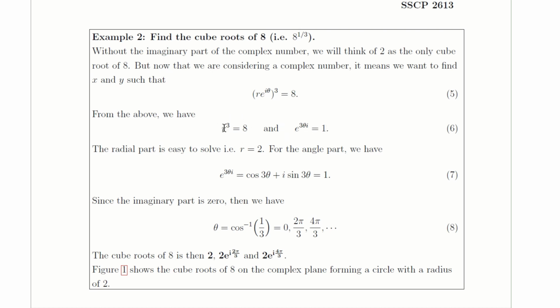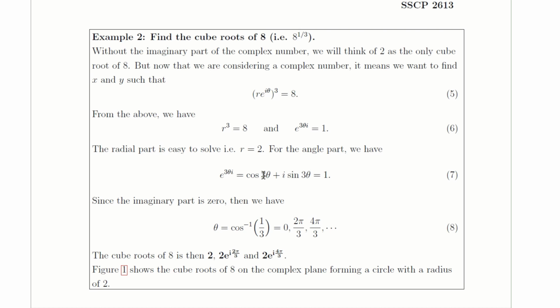So here r to the power of 3 equals 8. The answer is very easy because r is simply equal to 2. Now we have to evaluate the angle part, which is e to the power of 3 theta i. You remember e to the power of 3 theta i is written as cos 3 theta plus i sin 3 theta.